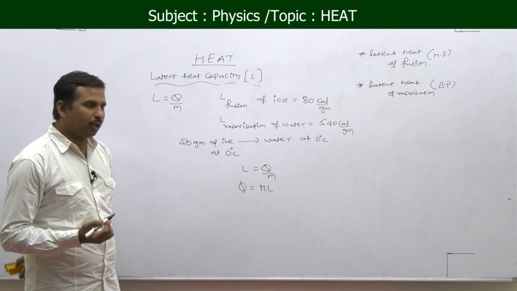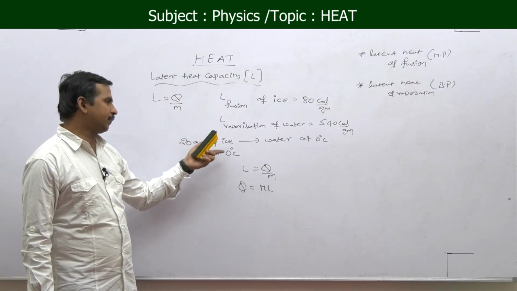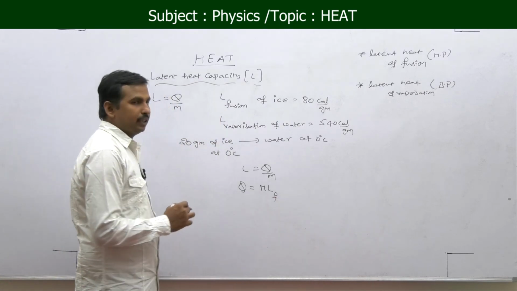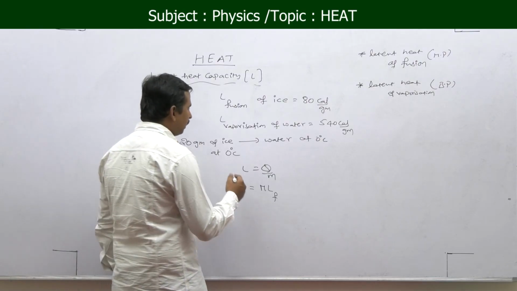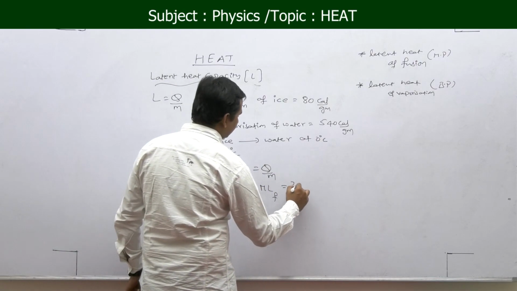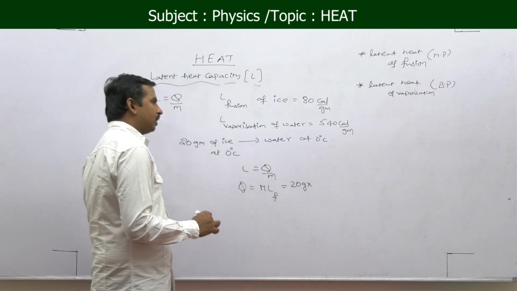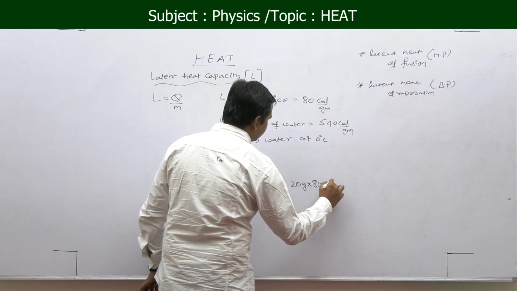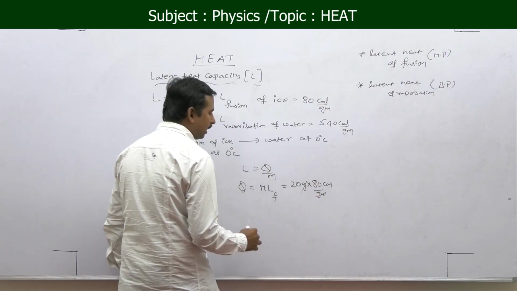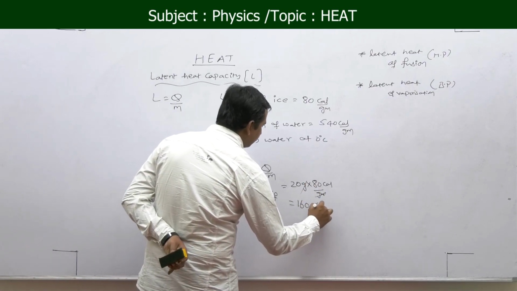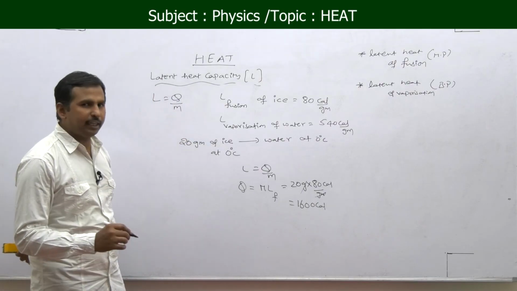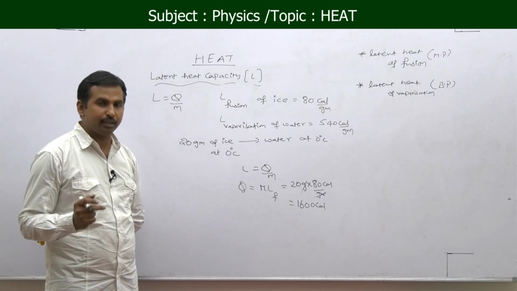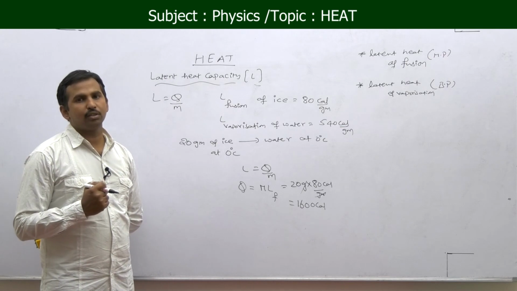If Q is equal to M into L, here as it is about change of state from solid to liquid, we have to take the latent heat of fusion, that is Q equals M into L_F. Here the mass given is 20 grams, and the latent heat of fusion is 80 calories per gram. So 80 calories per gram, the grams get cancelled, and we have 1600 calories. The amount of heat energy we have to supply is 1600 calories, so that we can melt 20 grams of ice at 0 degrees Celsius into water at 0 degrees Celsius.